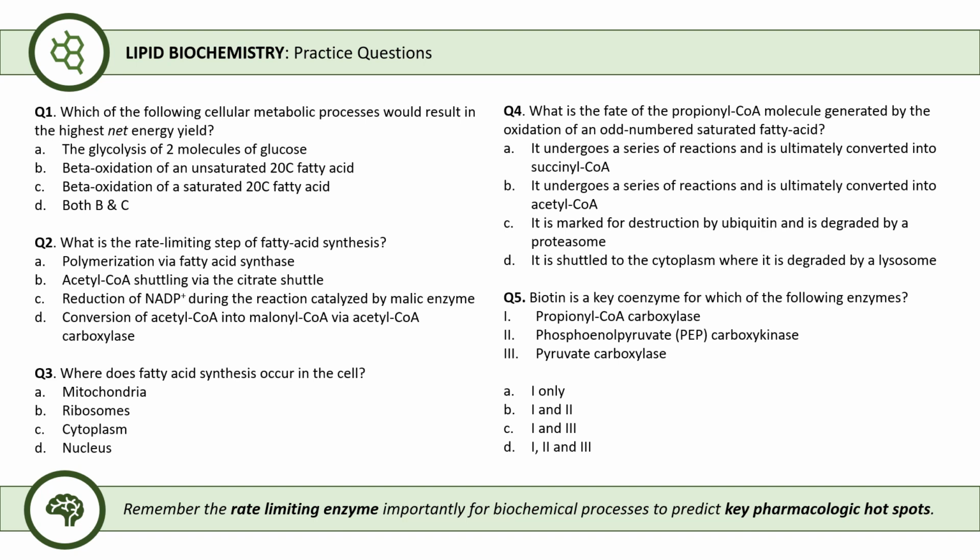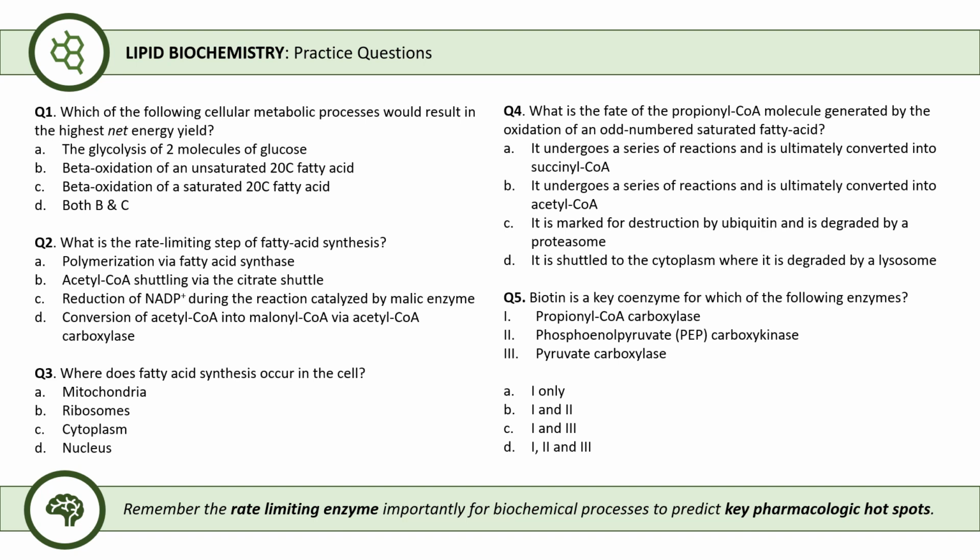Question 1. Which of the following cellular metabolic processes would result in the highest net energy yield? Is it the glycolysis of 2 molecules of glucose, beta-oxidation of an unsaturated 20-carbon fatty acid, beta-oxidation of a saturated 20-carbon fatty acid, or both B and C?